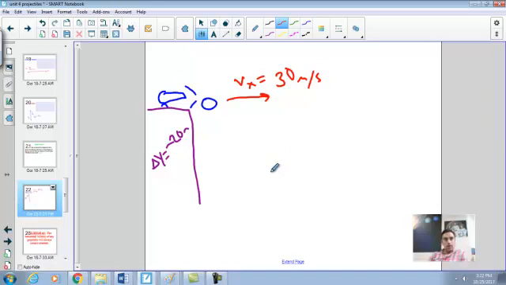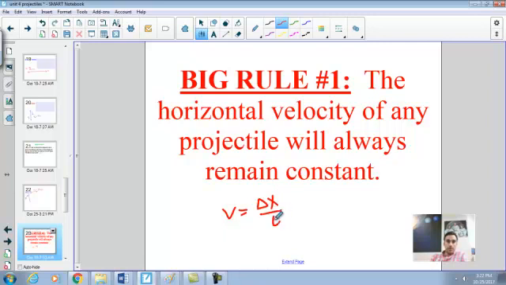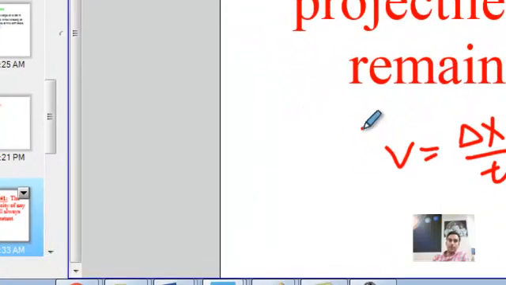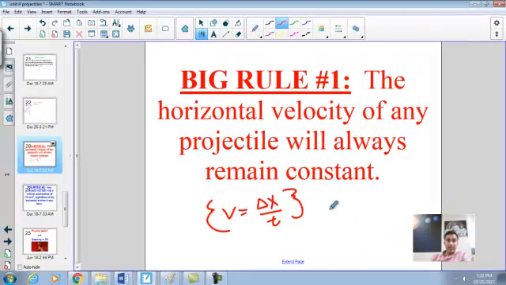Alright, then we're going to break into a couple of rules. But before we start this problem, let's look at some rules. So big rule number one, horizontal velocity will always remain constant. And that is going to be one of your best friends, because that means that velocity equals delta x over time. Because whenever it remains constant, we can use our average velocity formula. And on your equation sheet, actually change that so that it says constant, so that hopefully will help remind you. And I also have it set as horizontal.